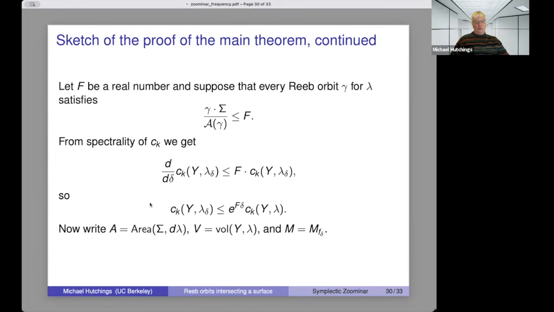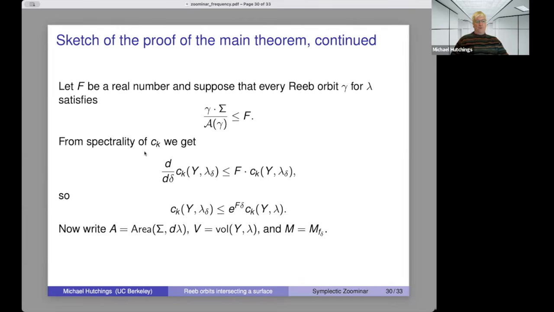So then now we have to do a little calculation. I'll just show you basically what it looks like. So let's assume, to get a contradiction, well, actually not to get a contradiction, let's assume that there's some upper bound on the frequency of all Reeb orbits, which I'm going to call capital F. I want to show that this capital F cannot be too small. That's the goal. But let's assume that I have some upper bound on the frequencies.